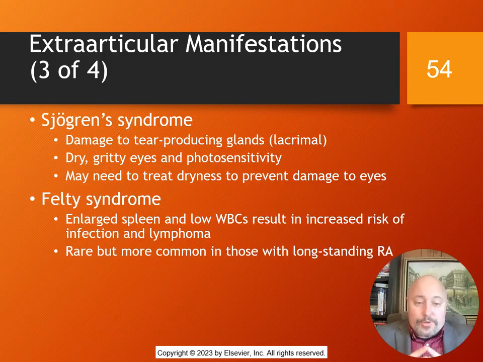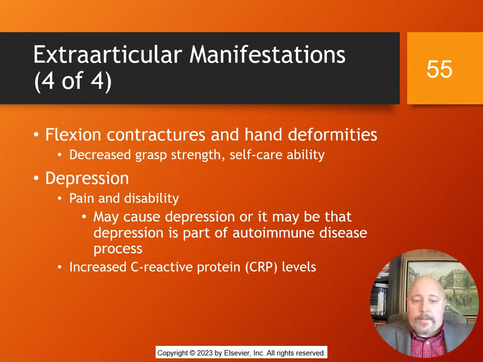Also, Felty syndrome. This is an enlarged spleen and low white blood cells. Rare but more common in those with long-standing rheumatoid arthritis. Affecting their mobility, they may have flexion contractures and hand deformities, decreasing the grasp strength, decreasing their ability for self-care, decreasing their ability to do many of the activities you take for granted day to day.